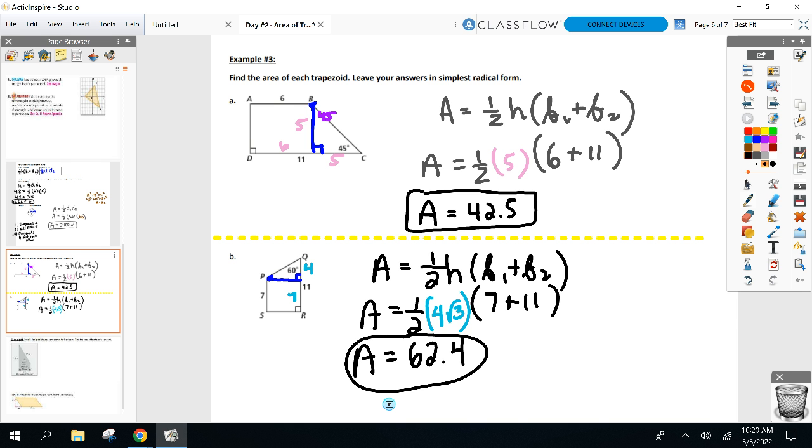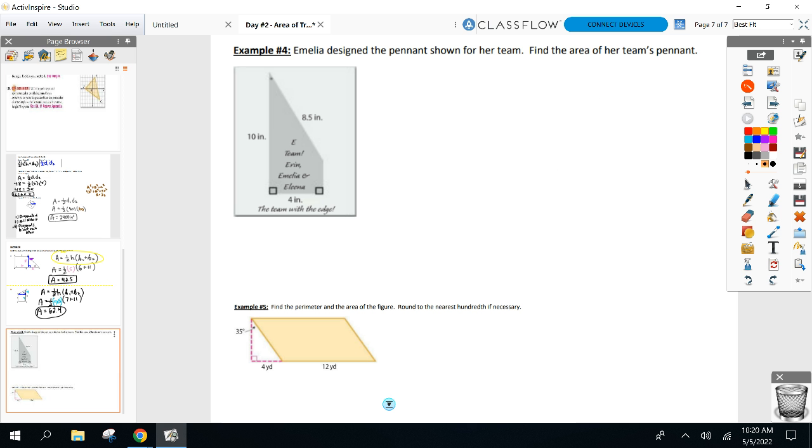It's no excuse if you blank on the formula. Let's say you blank on it or you're not confident. What can a trapezoid be broken up into? Rectangle and right triangle. So remember that. If you ever blank, you can always divide a trapezoid up into a rectangle and a right triangle. All good? All righty. Last one I want to do, and then you've got Amelia's pennant on your own.